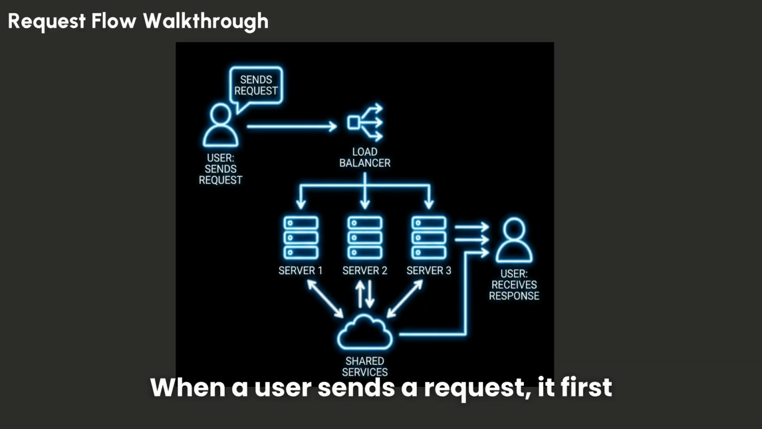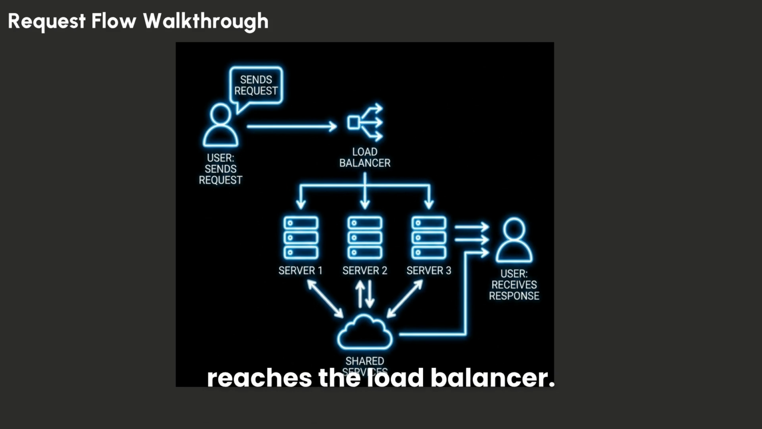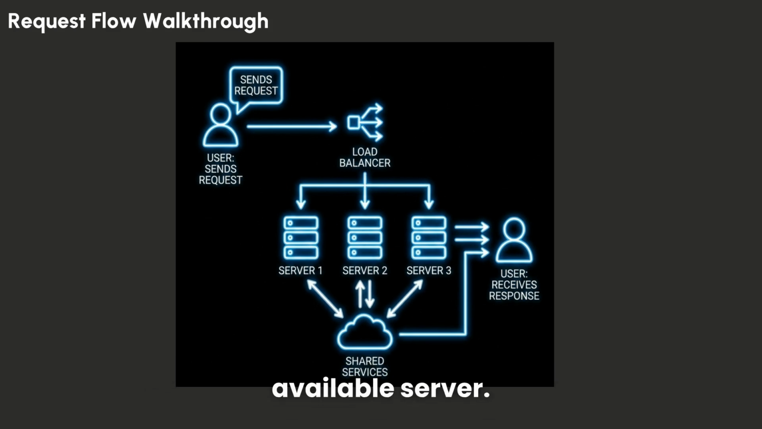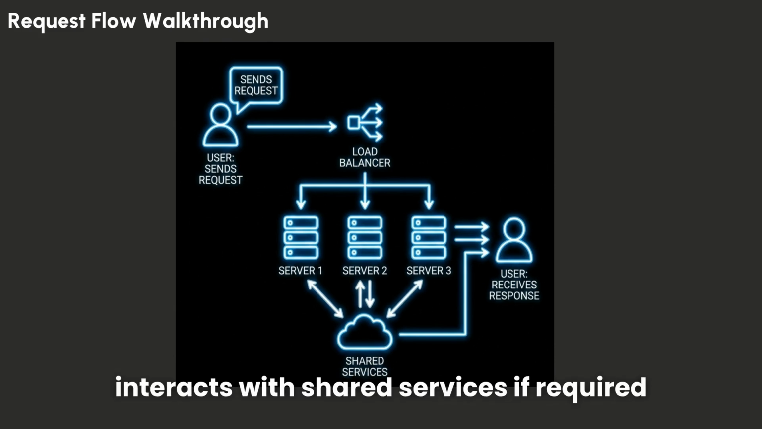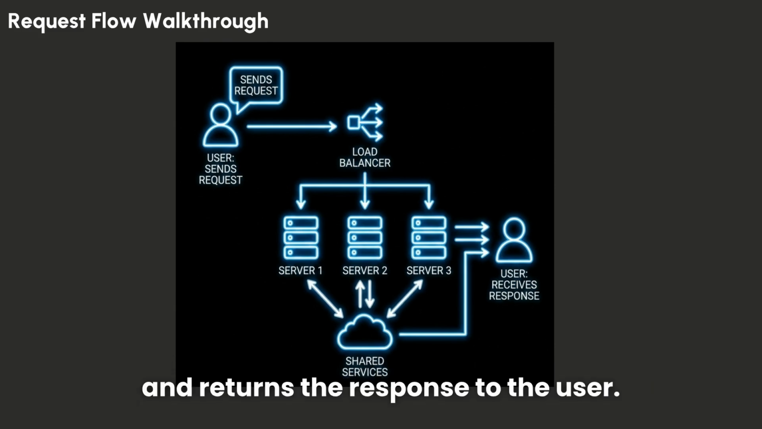When a user sends a request, it first reaches the load balancer. The load balancer forwards it to any available server. That server processes the request, interacts with shared services if required, and returns the response to the user.